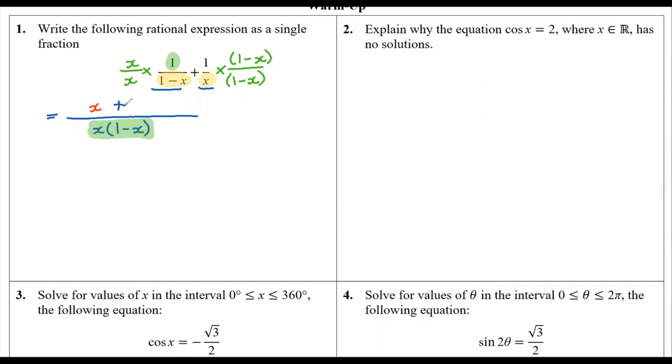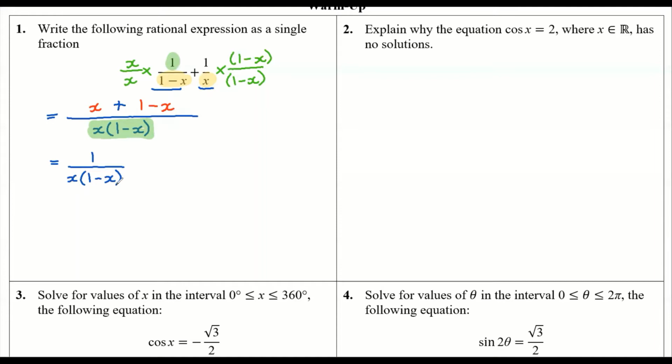So it's going to be x plus 1 subtract x. 1 multiplied by 1 subtract x is just 1 subtract x. All right, and then we can see if we can collect some like terms. Well, it's pretty clear, I think the x's are going to cancel. So we're going to be left with 1 over the product x multiplied by 1 subtract x. Okay, and we now have a single fraction.